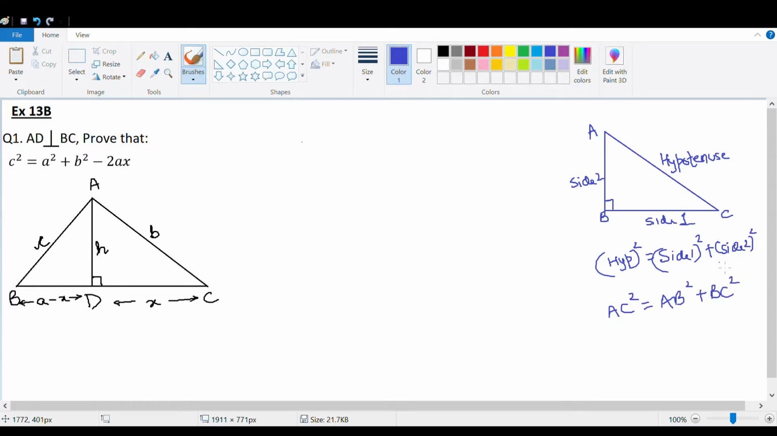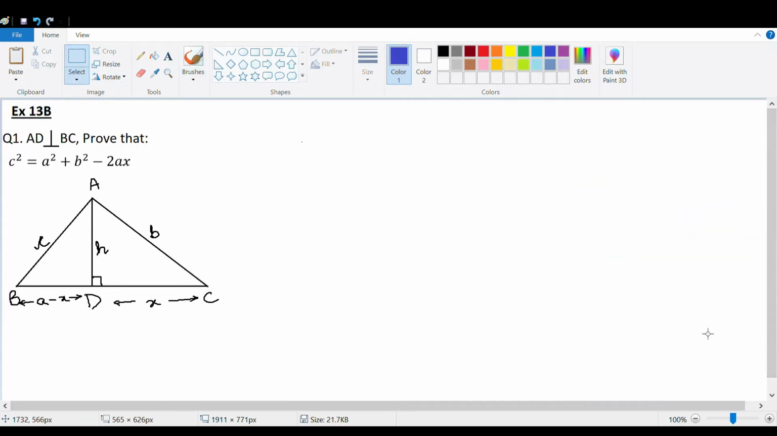So that's the basic Pythagoras theorem, and in this exercise we'll use this Pythagoras theorem to prove certain equations. So let's look at question number 1. Question number 1 says, in the given figure, AD is perpendicular to BC. We need to prove that c square is equal to a square plus b square minus 2ax. So we have two right angle triangles. So let's apply Pythagoras theorem in both of them.